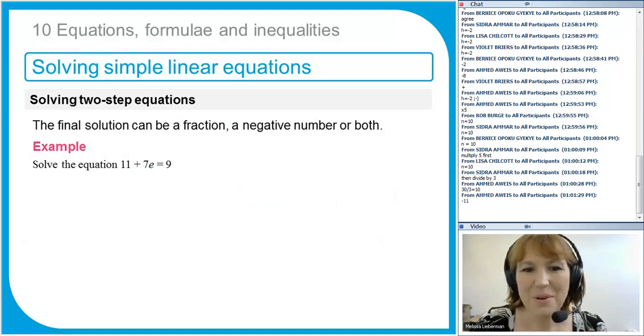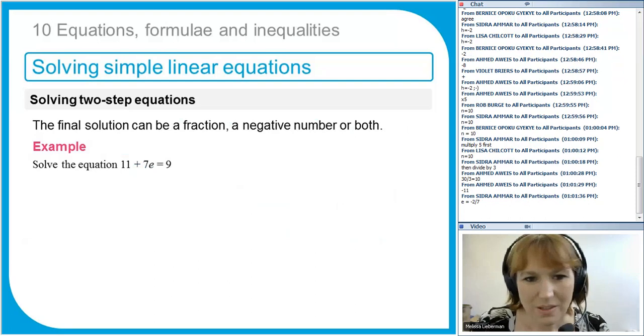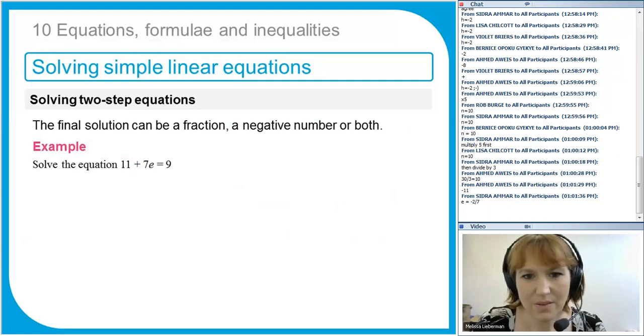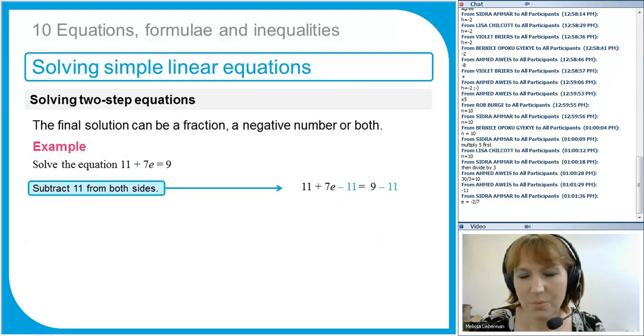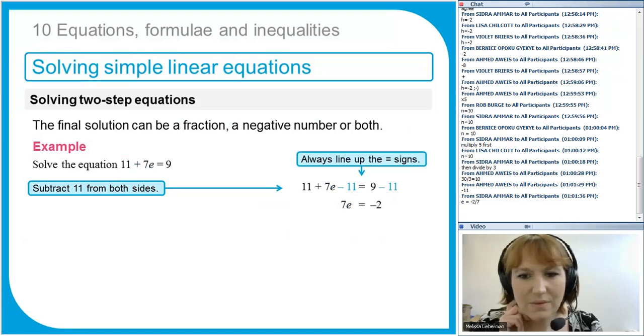Ahmed, yes, take away 11 from both sides. So we're trying to get e on its own. So the first step will be to subtract 11 from both sides. So we'll do that first. So take away 11 from both sides. So 7e. Take away 11, we'll just be left with 7e on the left, and 9 take away 11 is going to give me a negative number, -2, like that.